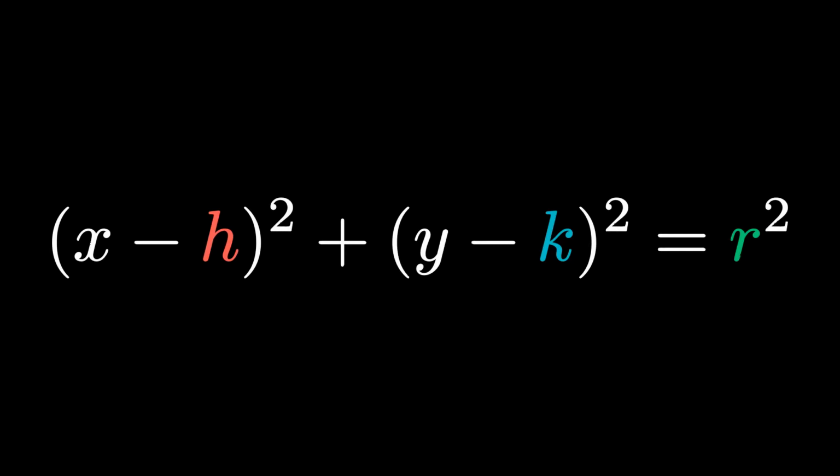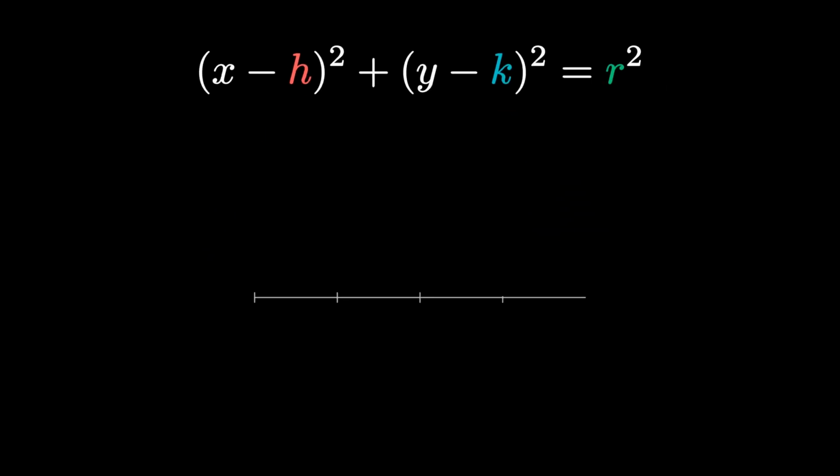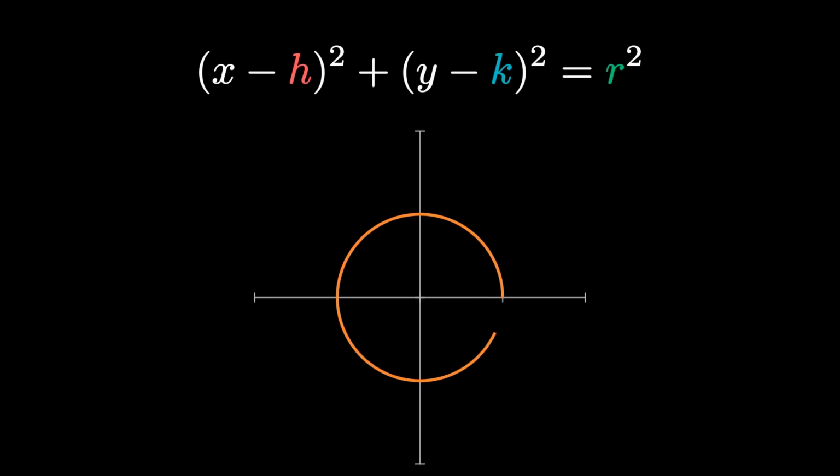So let's start by going over what the h and k represent. Essentially the h and k represent the center coordinate of our circle. And basically the h represents the x coordinate of the center and the k represents the y coordinate of our center. Now the r in this equation represents the radius of our circle.